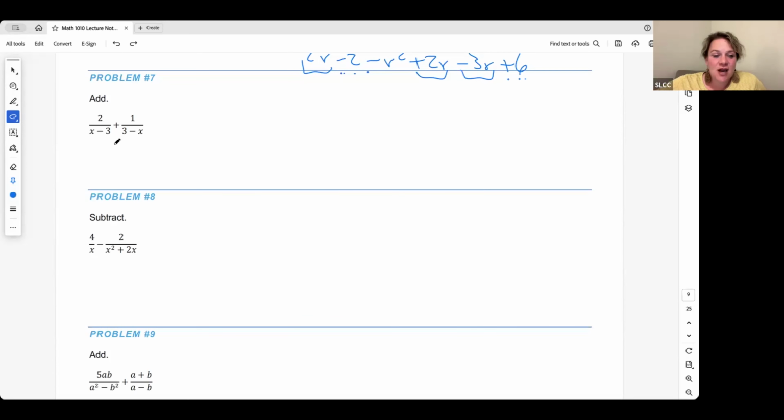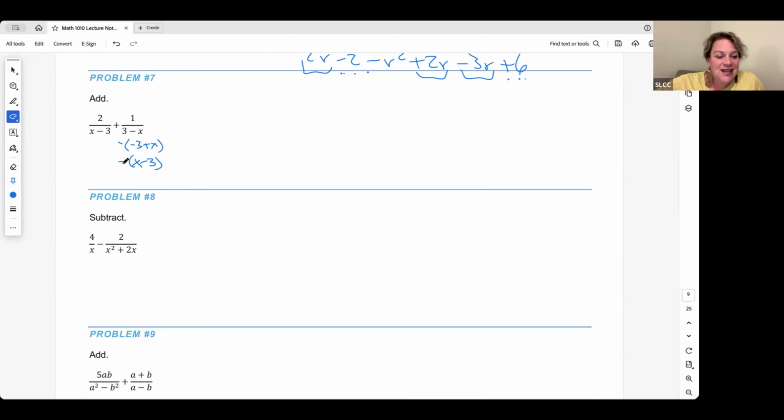Let's find the common denominator. Notice I have an x minus 3 and a 3 minus x. Is that the same thing? Not quite. But what if we factored out a negative 1? So I take out a negative 1, and this becomes negative 3 plus x. And then since it's commutative because you're adding, just switch places. So this would be negative x minus 3, same as x minus 3.